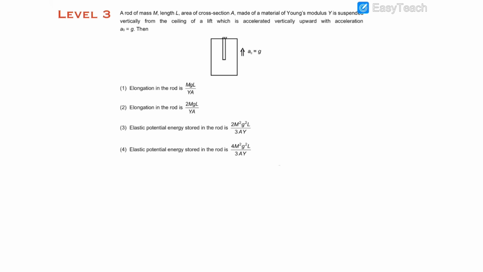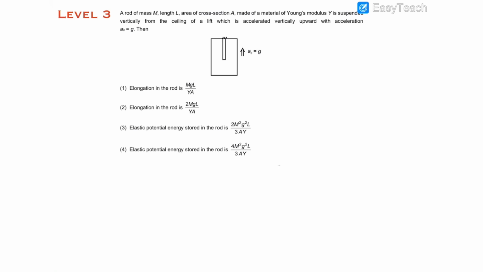In this question, there is a lift which is ascending in the upward direction with an acceleration equal to g. And there is a rod of cross section area A, length L and mass m. It is suspended from the ceiling of this lift. This lift is accelerating upward, and due to the pseudo force and the mg acting on this wire, it would be expanding. So we have to find out the elongation as well as the elastic potential energy stored in the wire.